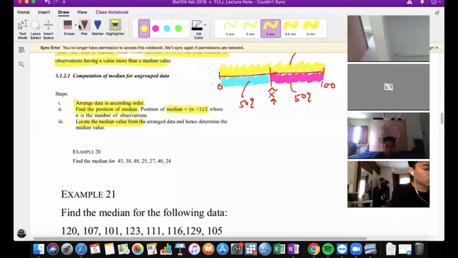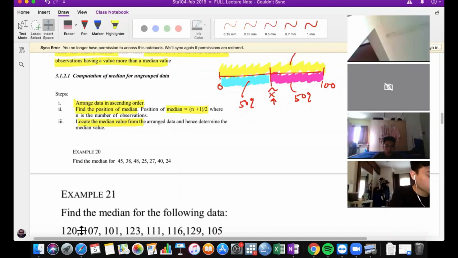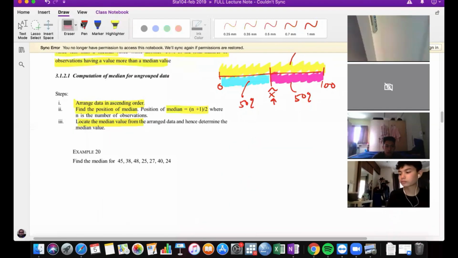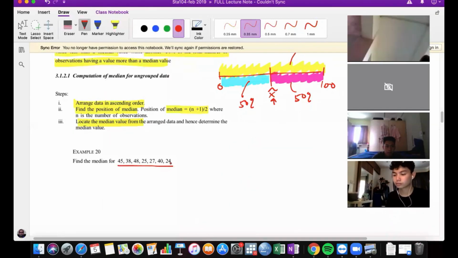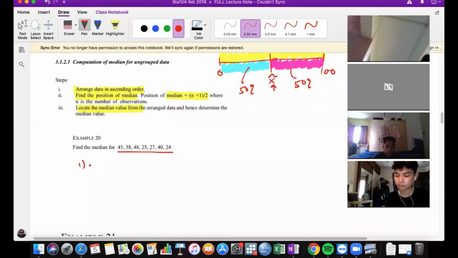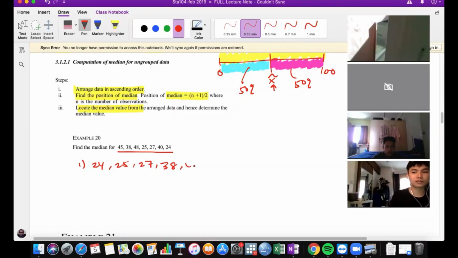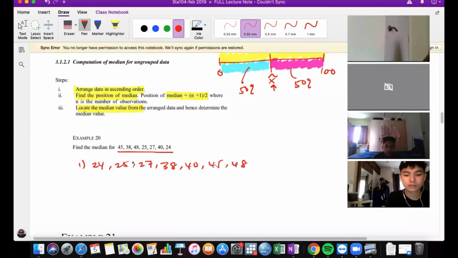Right. So now look at example number 20. This is ungrouped data, right? So first step, to find median value, you need to arrange data in ascending order. So the first value is 24, 25, 27, and then 38, 40, 45, 48. How many observations do we have? We have n equal to 7, right? 1, 2, 3, 4, 5, 6, 7.